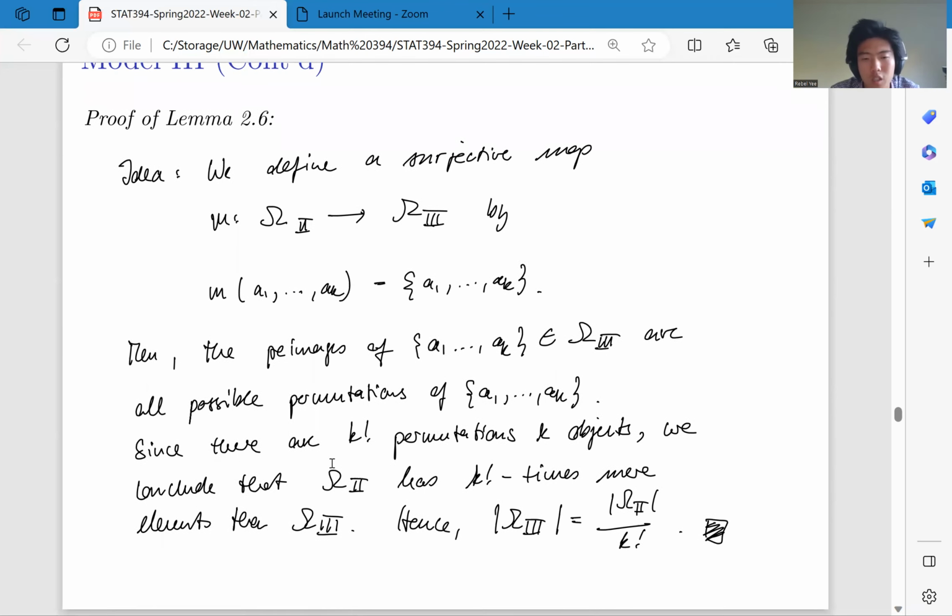So in this case, we can say the cardinality of the sample space of model 3 is just getting rid of the permutation pattern from the cardinality of the sample space of model 2. So we just divide the cardinality of model 2 by k factorial. So that's the end of our proof here.